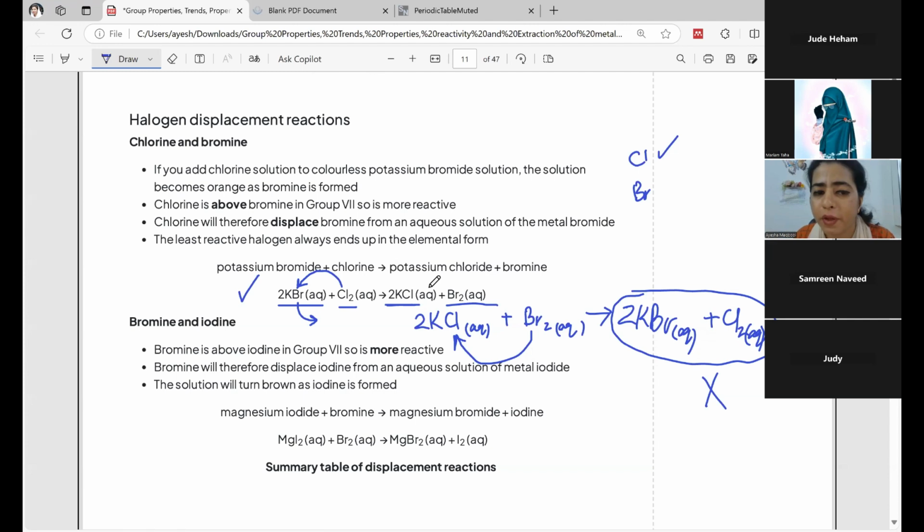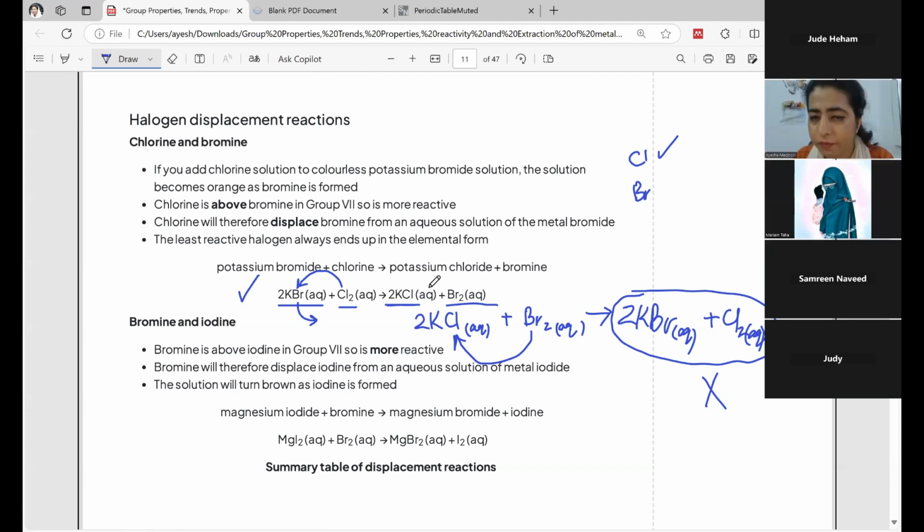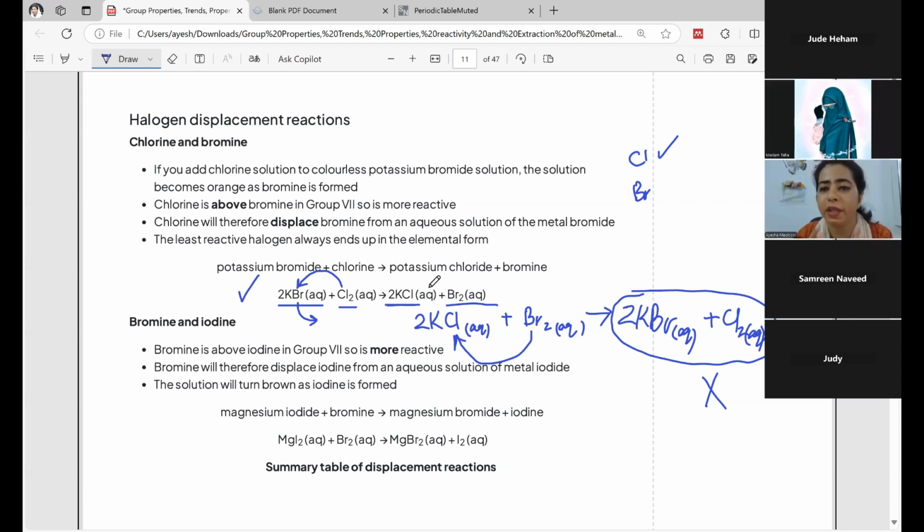Miss, in a displacement reaction, we always take the aqueous solution. Always aqueous, yes, always aqueous, for now, for grades 9 and 10. And it is having ionic bonding, right? Ionic bonding, yes. Metal and non-metal has ionic bonding. So the more reactive is coming and replacing the less reactive.